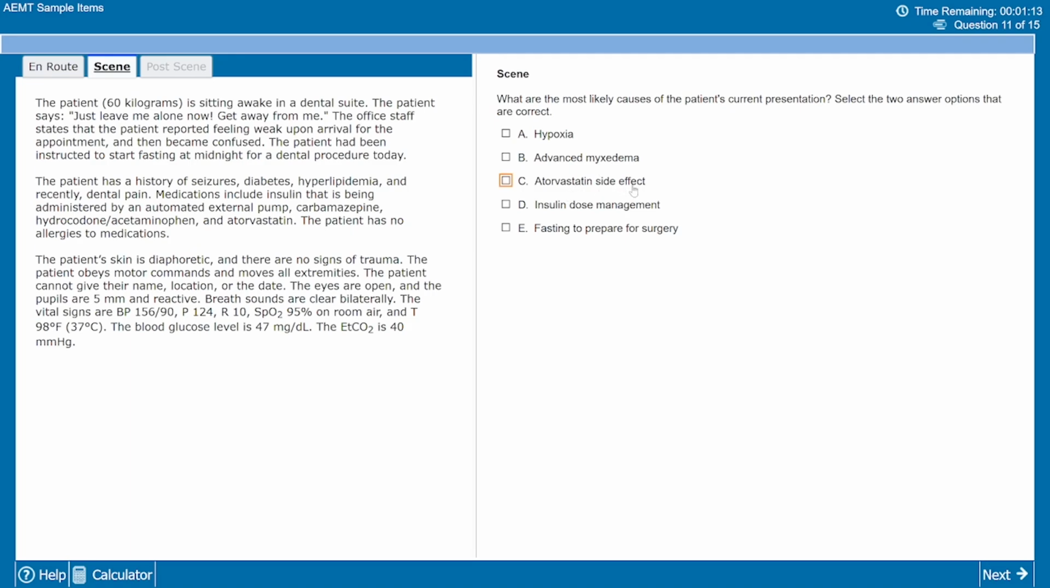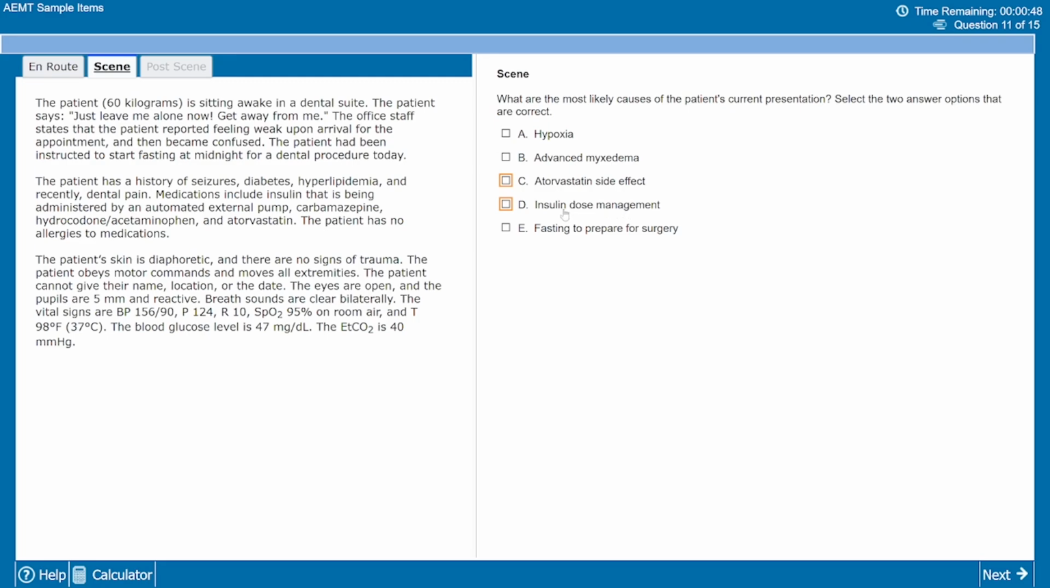Atorvastatin side effect. If you don't know this medication, again, you might have to put a squiggly line here, right? You don't know if this is right or wrong, but I know what atorvastatin is. You should eventually know what this means. With the statin being a cholesterol medication, that's not going to cause this confusion. So I know that this is incorrect. I would cross this out.